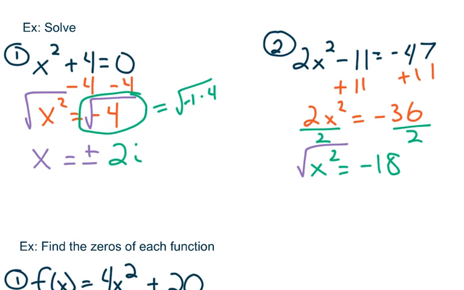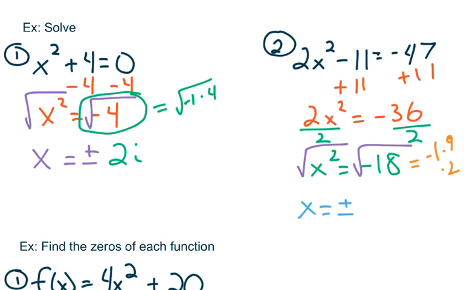We need to square root both sides. 18 is not a perfect square, so I'll have x equals plus or minus. Let me switch to orange real quick. So negative 18, let's see, 18 is divisible by 9, which is a perfect square. So we'd have negative 1 times 9 times 2. Sorry, I'm running out of space here.